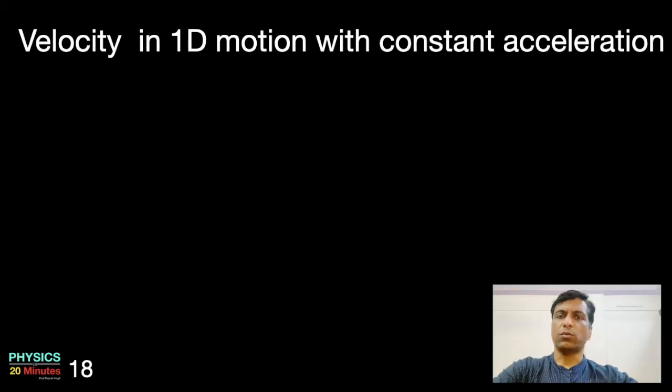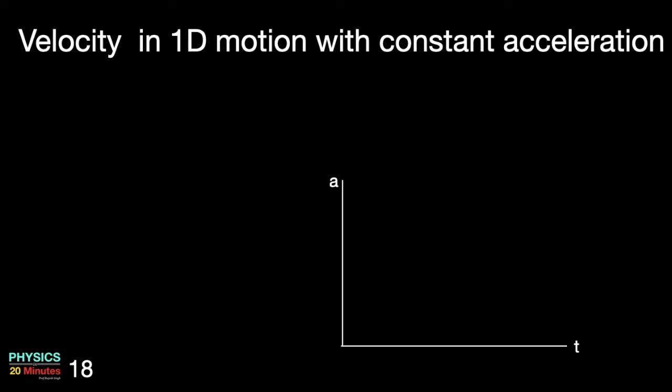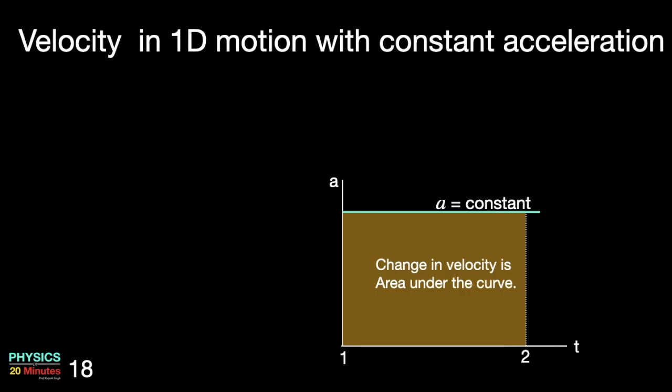So how would a motion with constant acceleration look on an acceleration time graph? In an acceleration time graph, since the acceleration is constant, it will be represented by a straight line parallel to the time axis, and it will not change with time. As we have already learnt in the previous video, the area beneath the line and the time axis between any two instants is nothing but the change in the velocity of the particle.